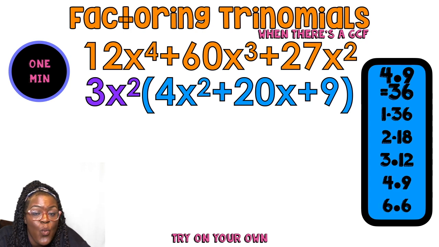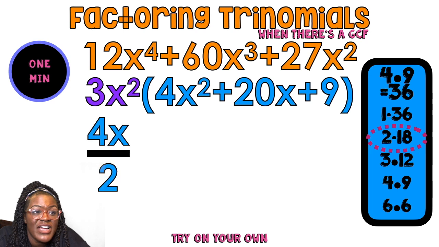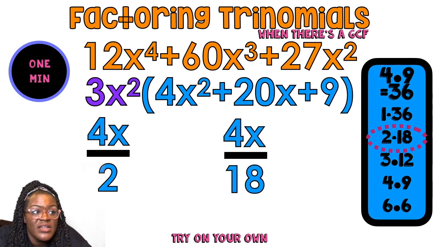Which one is going to give me a 20 in the middle? 2 and 18, of course. Yes, we love 2 and 18. So I can't just say x plus 2 and x plus 18, right? Because it's the long way because of that 4 in front of the x squared. It's an a is greater than 1 problem, so I have to set up fractions. And I have to simplify those fractions.